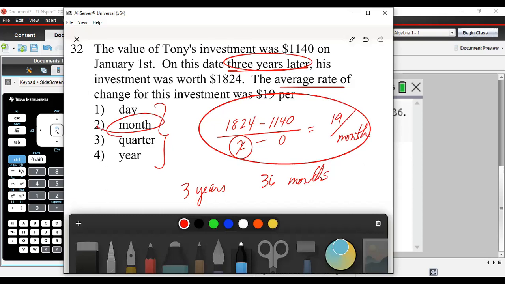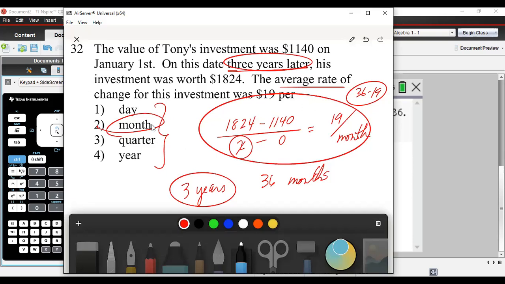So I know that since it was 3 years, I just needed to find out, okay, was it years, days, months, quarters, whatever? It was actually 36, because 36 times 19 will give me the amount that it increased by. So it was going up by $19 per month. So that would be the answer, number 2.